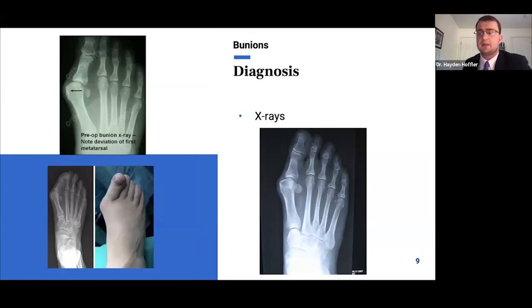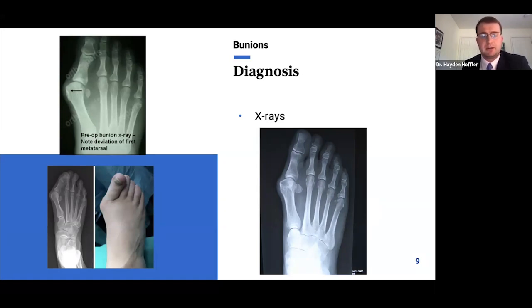Next thing, after I see it clinically, the biggest thing in determining surgical procedures, if it gets to that point, or even the severity of a bunion, is looking at x-rays or radiographs. You can see in the picture on the top left corner how the big bone, which is called your first metatarsal, is going to the inside while the toe is going to the outside. That's usually what a bunion looks like.